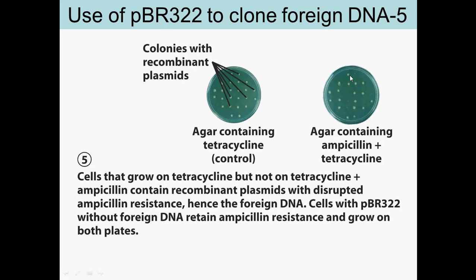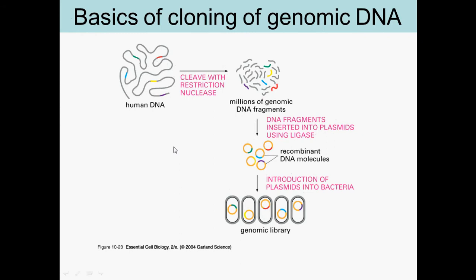So this is another bigger picture just showing the same thing we talked about before. In cloning, you have human DNA, you cleave it with restriction nucleases into many millions of genomic DNA fragments, and then you cut the vectors with the same endonuclease, and they'll combine with them, and then you put the plasmids into bacterial cells, and then you isolate each individual colony, and then you have a genomic library.